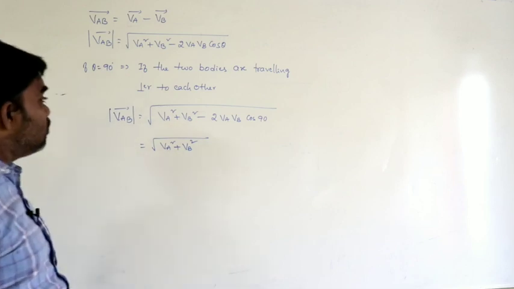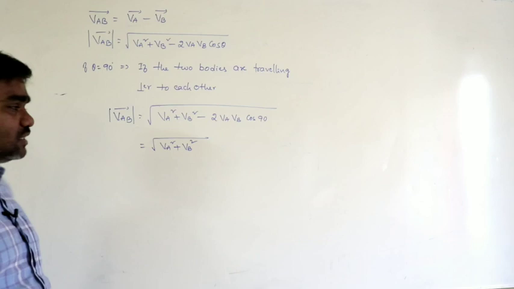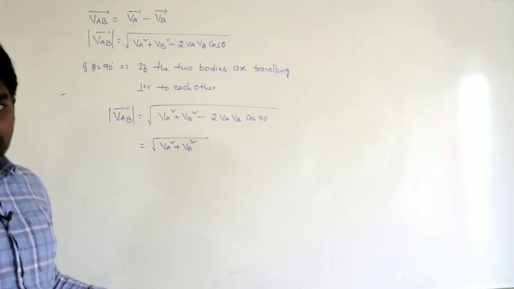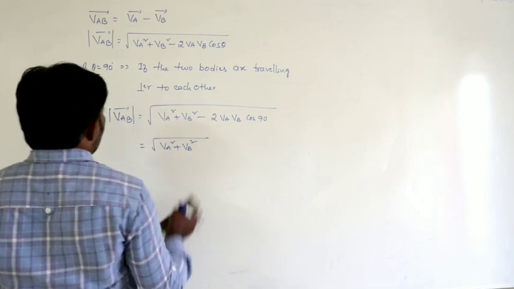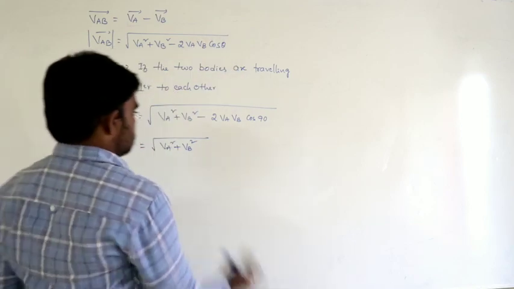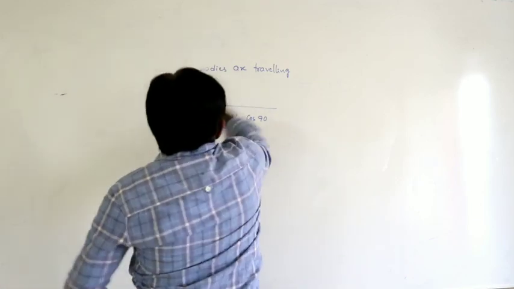That means if the two bodies are traveling normal to each other, then the relative velocity is nothing but under root VA square plus VB square. So this is the situation. Other than this, we just have to substitute that angle. So let us do an example problem here based on this.